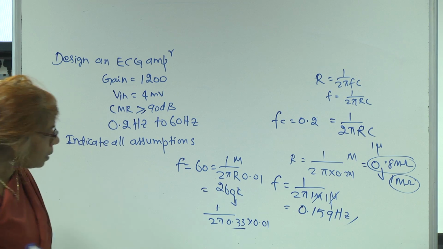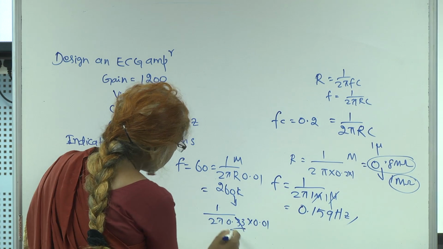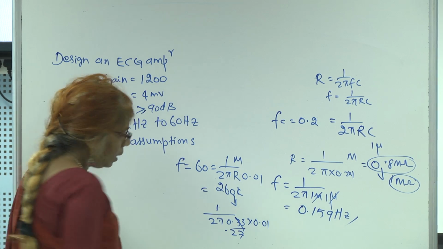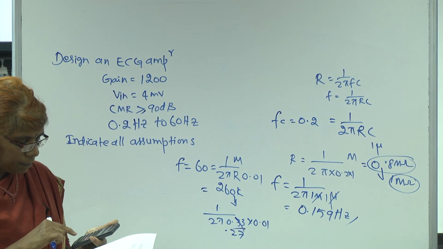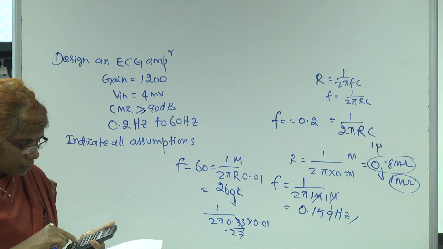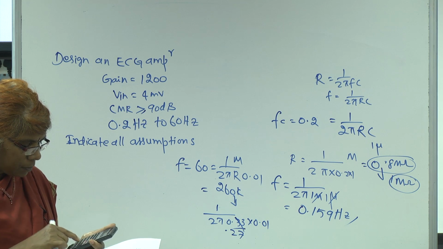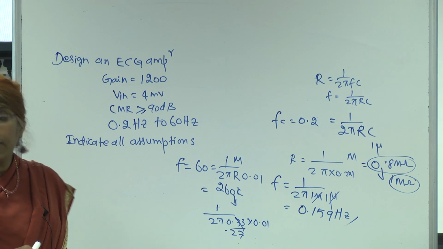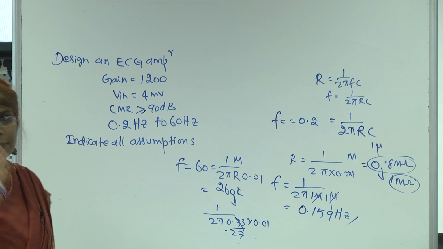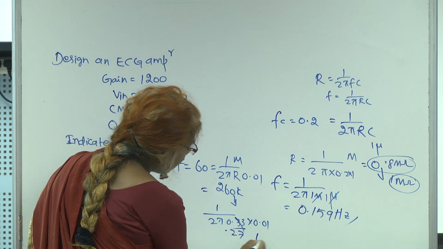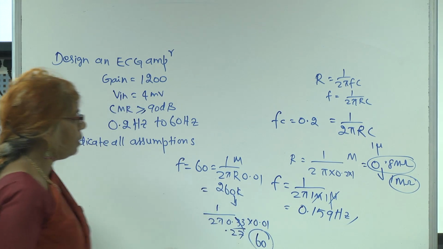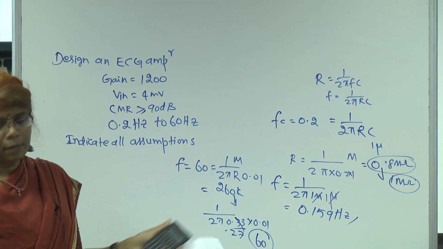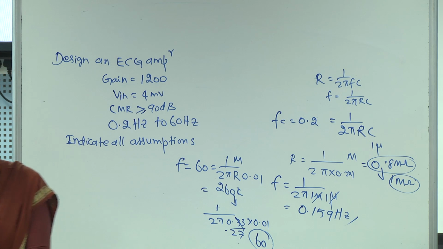270? Oh yeah, very good, 270 is fine. Oh yeah, we will be much better now. 2 times pi times 0.27 times 0.01, 58.95, so 60. Oh God, we are accurate. Very good. Is everyone getting this? Everyone the same? Am I going fast?